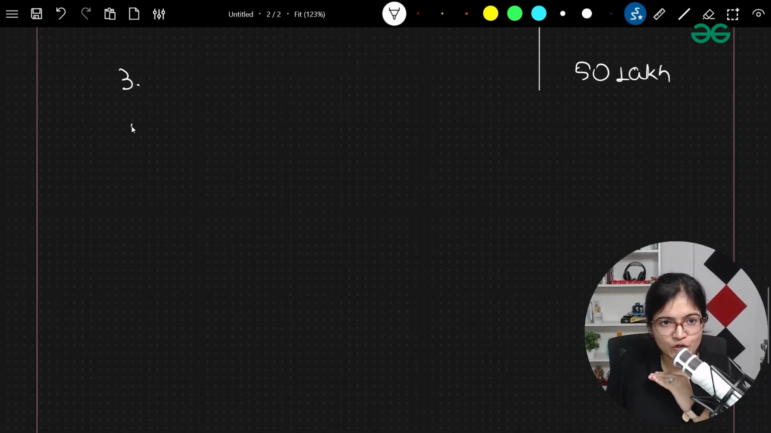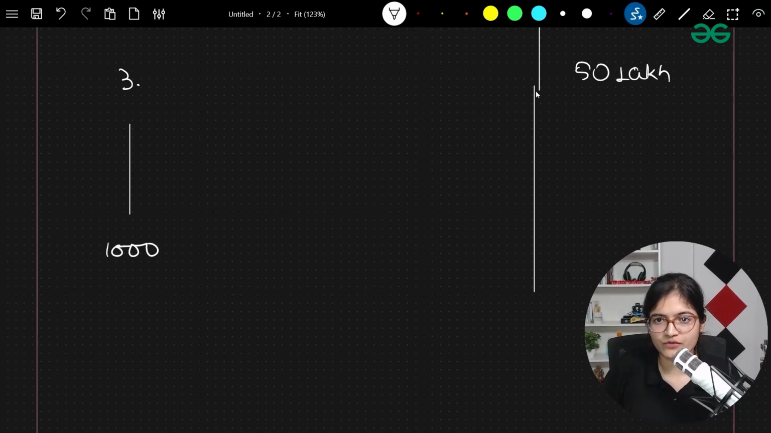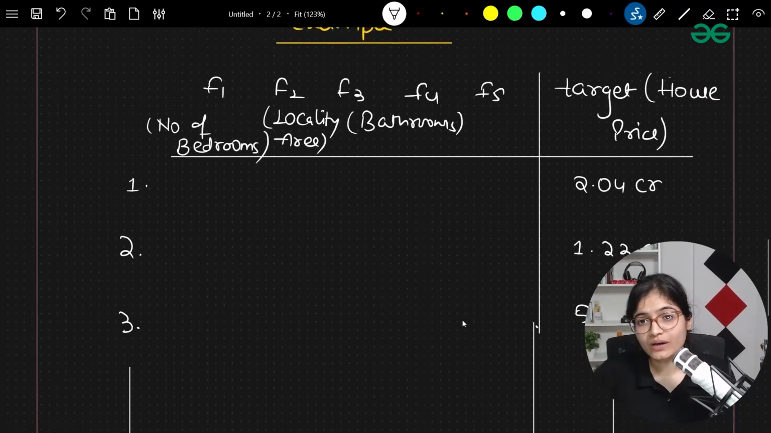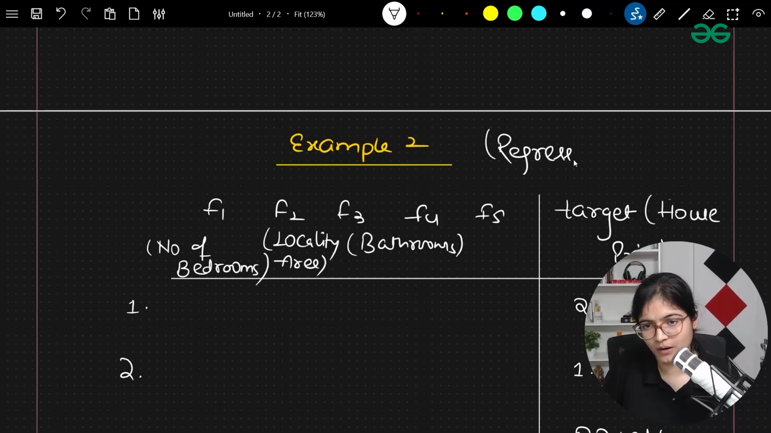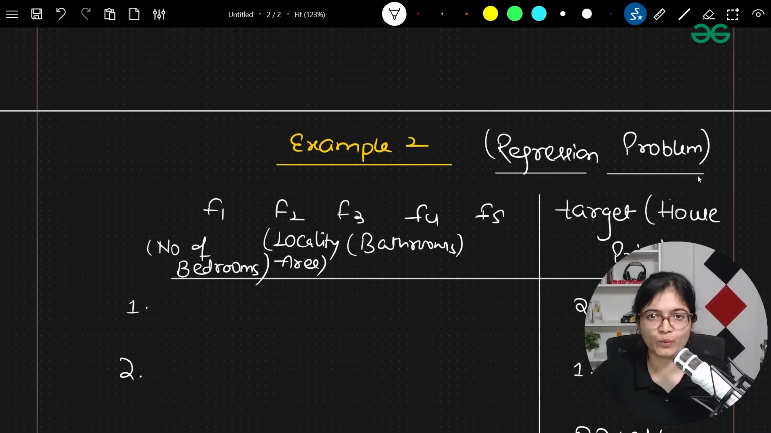Again, if you have 1000 records, a target value is given to you for the complete 1000 records. So here, if you observe, it's a supervised problem, but it's not a classification problem. This kind of problem is something we call a regression problem. I hope it is clear to everyone.